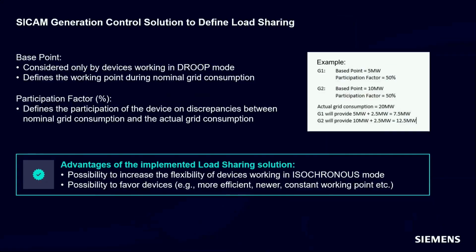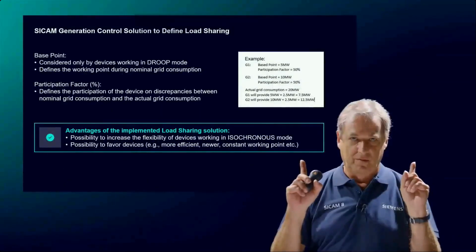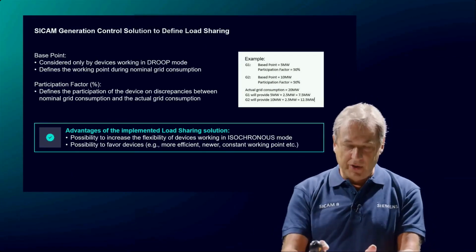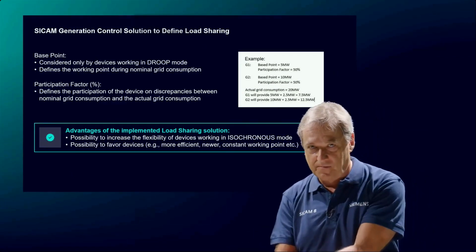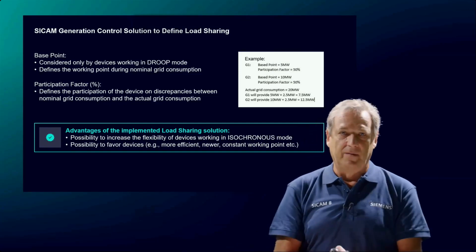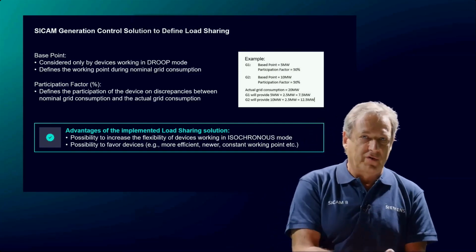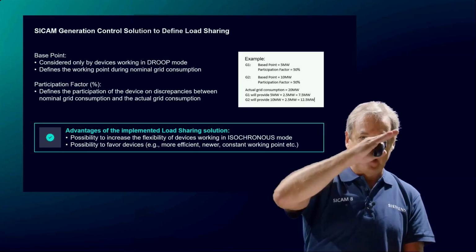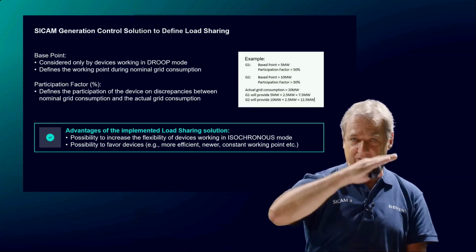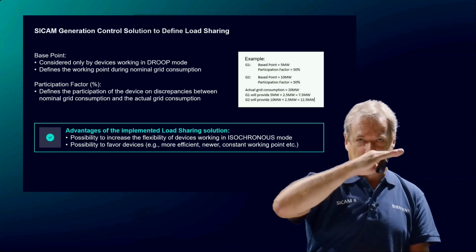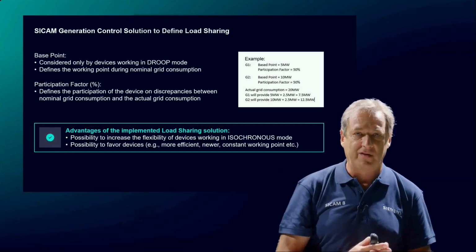Good. One of the most important functions of generation control is load sharing. Load sharing is used to distribute the energy production or power production to the generators working in droop mode. Emphasize droop mode, according to predefined settings. And how is it done? The secondary generation control system just shifts up and down the droop curve. You've seen it before in the presentation of Anis. So it shifts up and down the droop curve of the individual generators.